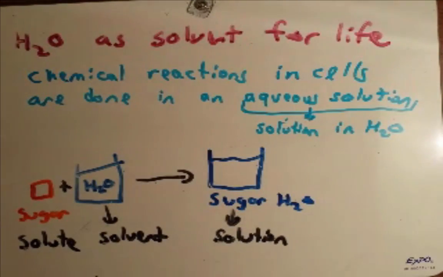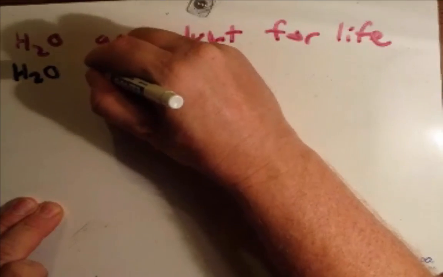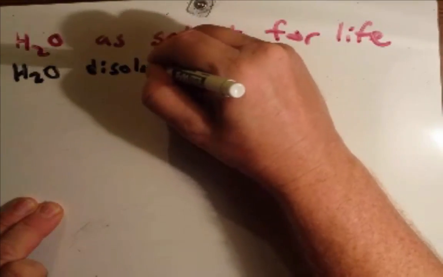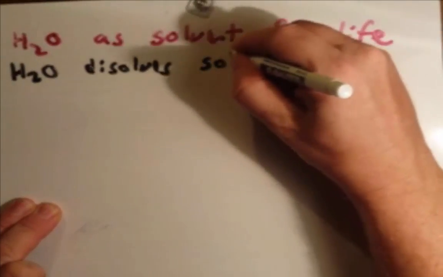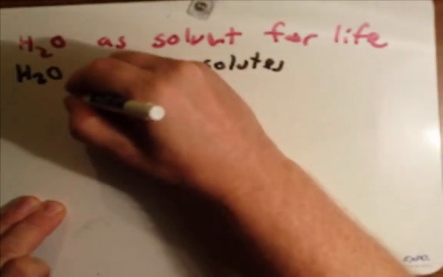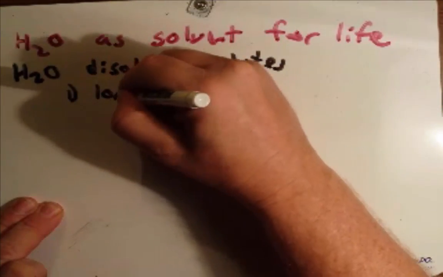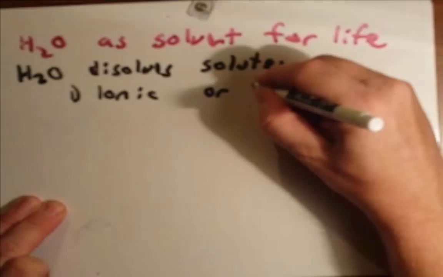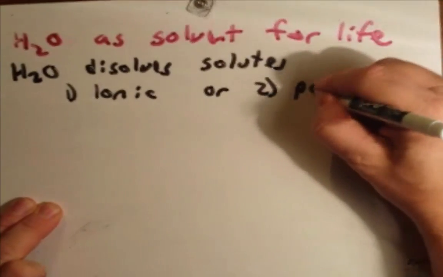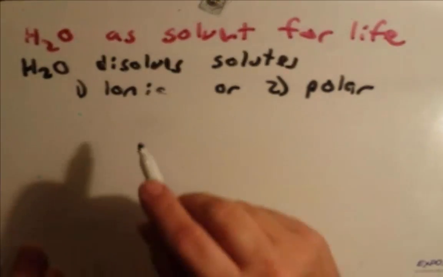Okay, I'm going to erase this, and I'm going to talk about a couple of different ways that water at the chemical level dissolves solutes. Water dissolves solutes that are either ionic or polar. Okay, let's start with ionic bonds.